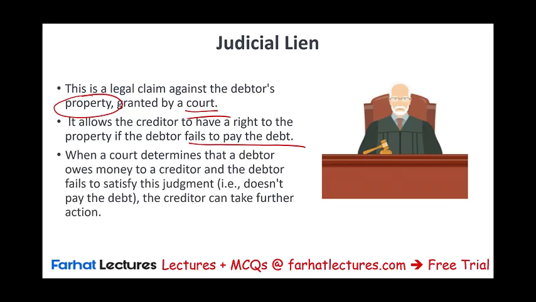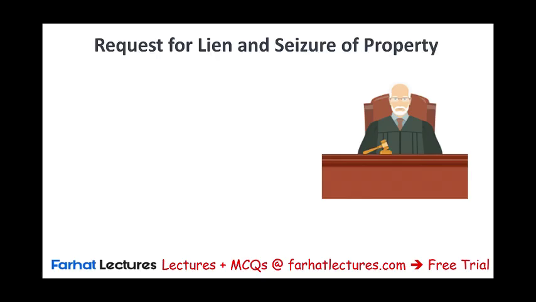When the court determines that a debtor owes money to a creditor and the debtor fails to satisfy this judgment, it means does not pay the debt, the creditor can take further action. What are those further actions? They can request liens and seizures of property. A lien is when they put a hold. A lien is a hold on your property, so you cannot sell it. And if you sell it, they get their money first. Seizure basically is taking your property.